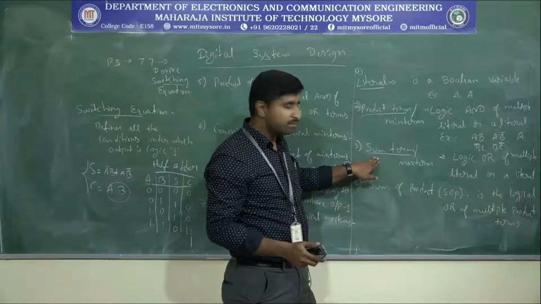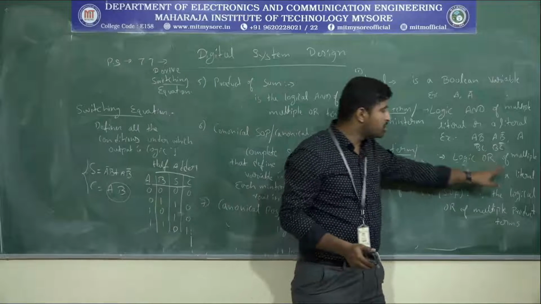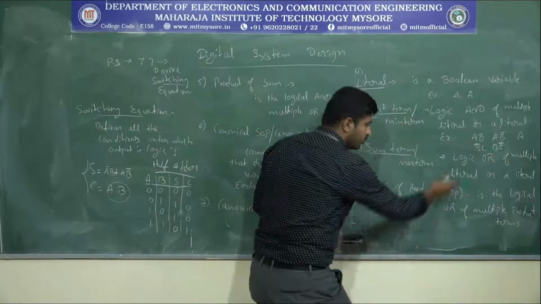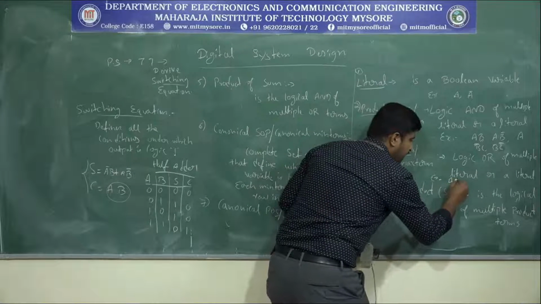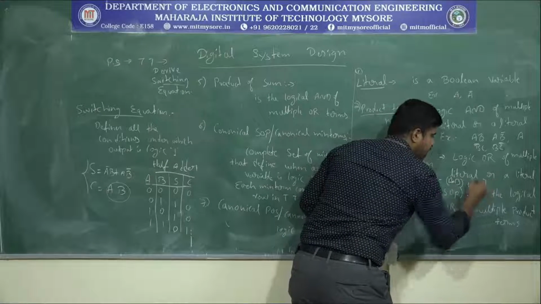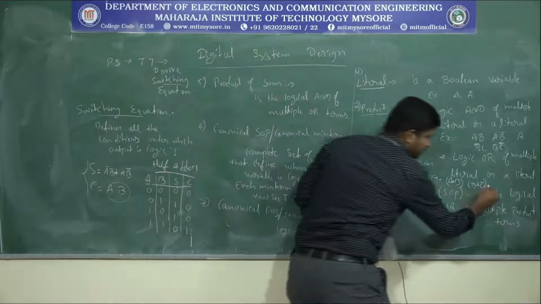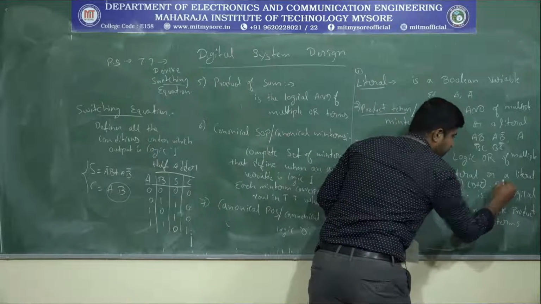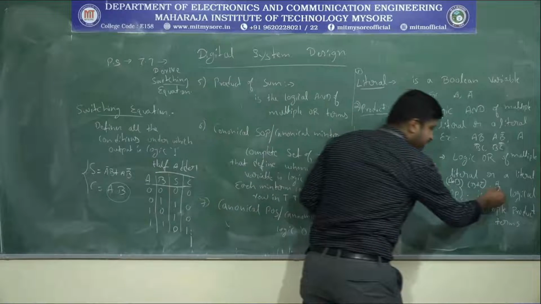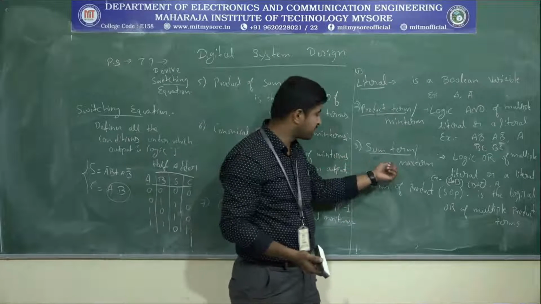Okay, let's come to the sum term. A sum term is also called a max term. So what is a sum term? It is the logical OR of multiple literals or a literal. For example, A plus B, B plus C bar, and these are called sum terms. Even a single term can be one, because A plus 0 is again equal to A. That's why we can call A also a sum term. Hope you are able to understand.